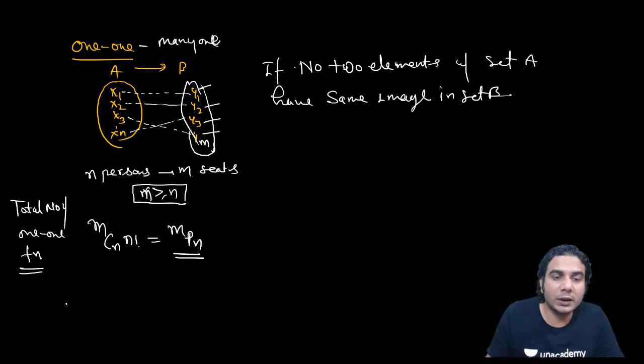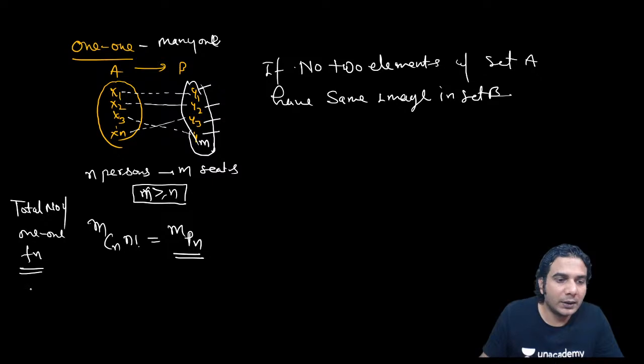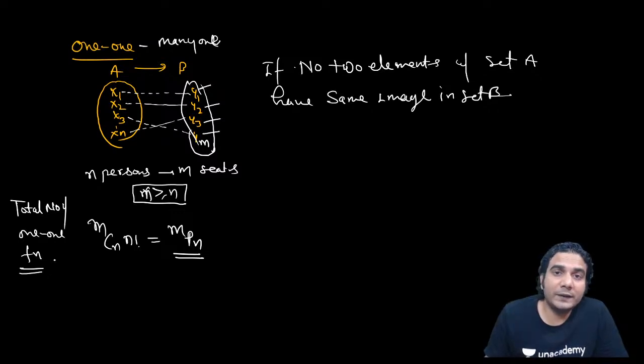And what is the total number of functions? If you take M elements, R is equal to M, then you can write M raised to N also, right? Because I'm using M here. Then if a function is not one-one then it will be many-one, okay? That means if no two elements have the same image, then it is one-one. If at least two have the same image, then it will be many-one. So either of the cases will be there in a function.